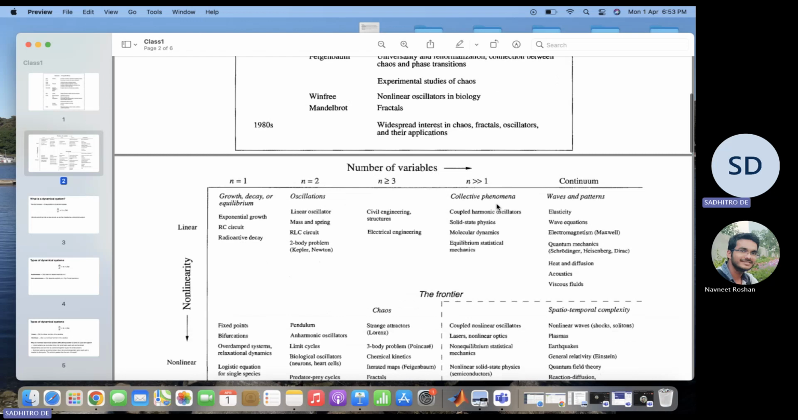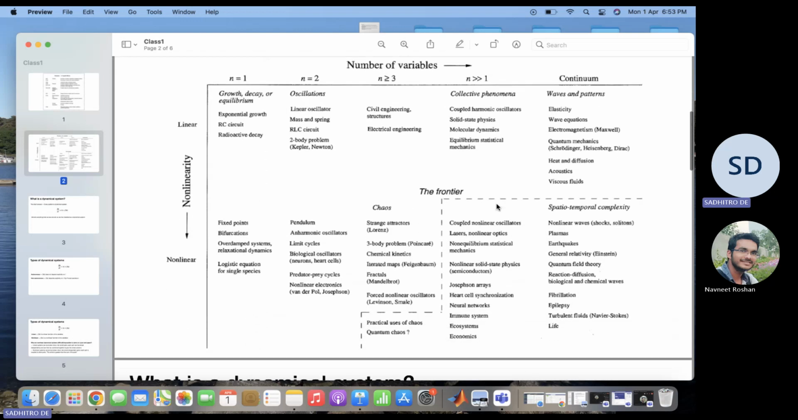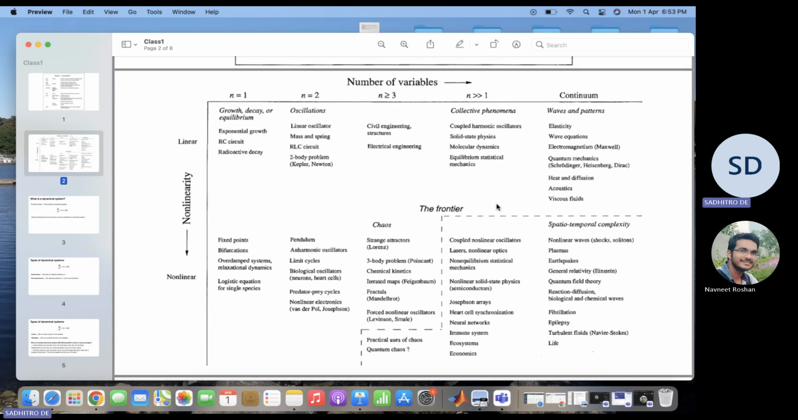So with this, we move on to some of the basic nonlinear dynamical systems which have been researched and are still being researched today. On the left-hand side, as you go downwards in this table, the system gradually goes from linear to nonlinear, and from left to right, the number of variables in the system increases.